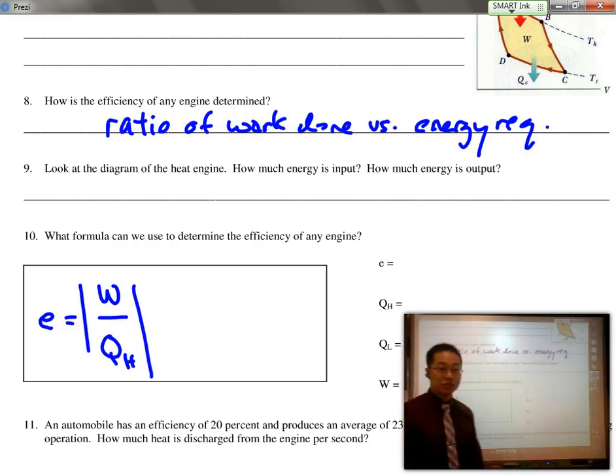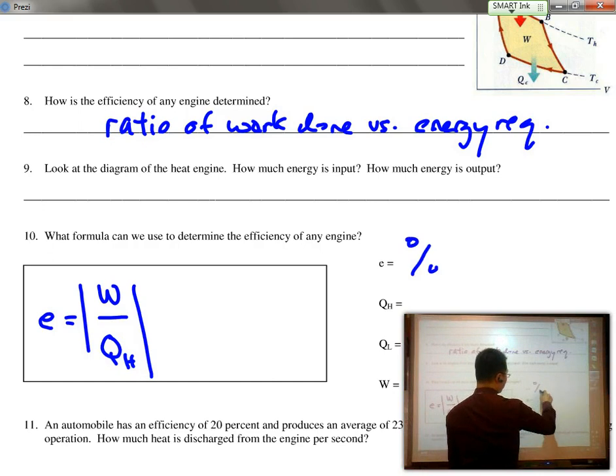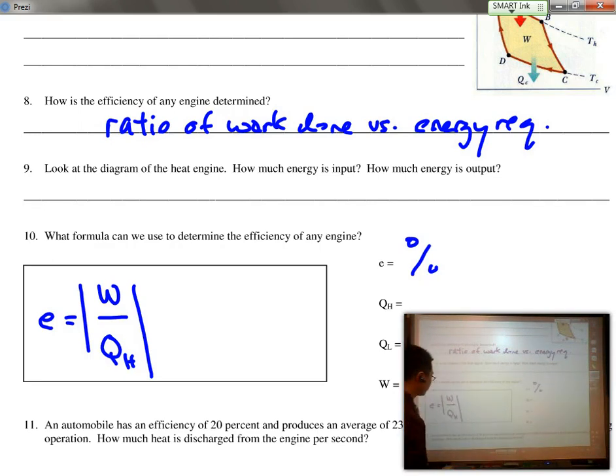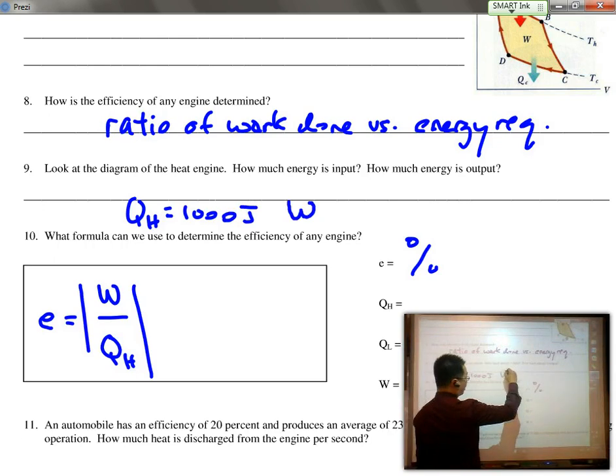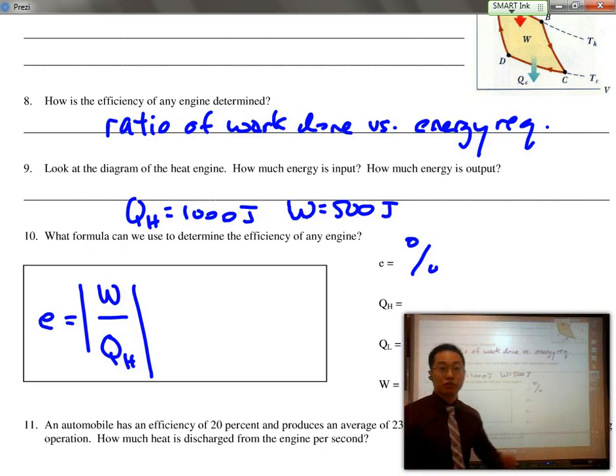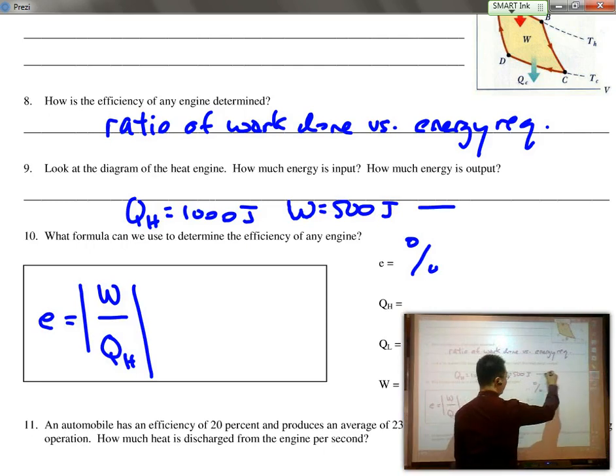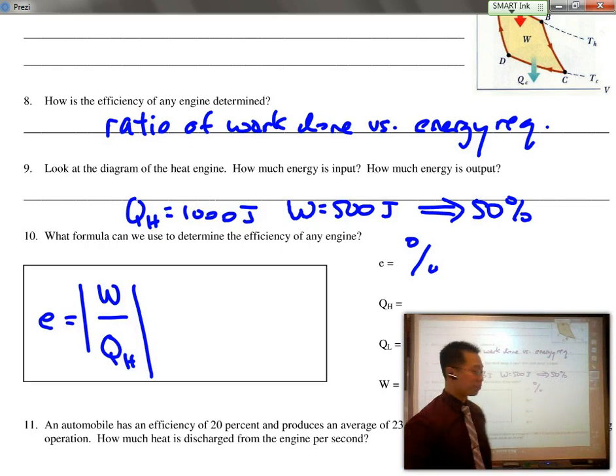And efficiency, of course, is going to be a percentage answer, meaning that if you put in, for example, let's say 1,000 joules of energy, but only 500 joules of it managed to turn into useful work, then of course, therefore, you would end up with 50% efficiency, or 0.5.